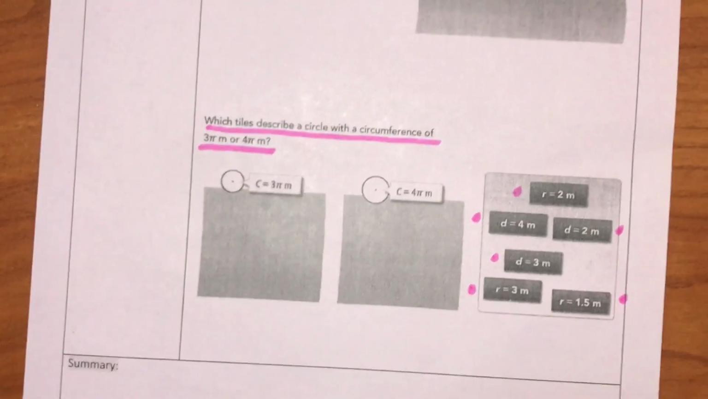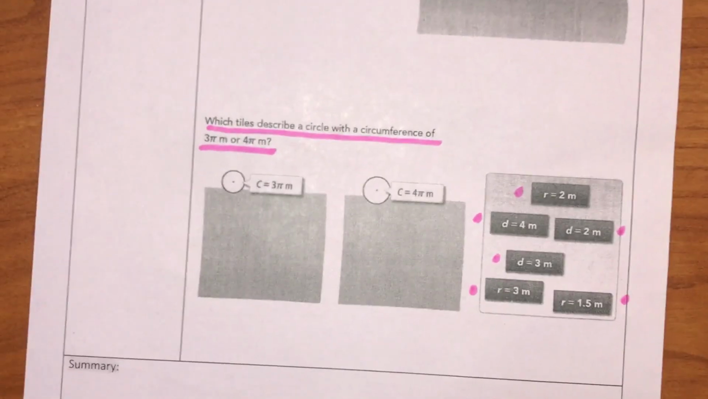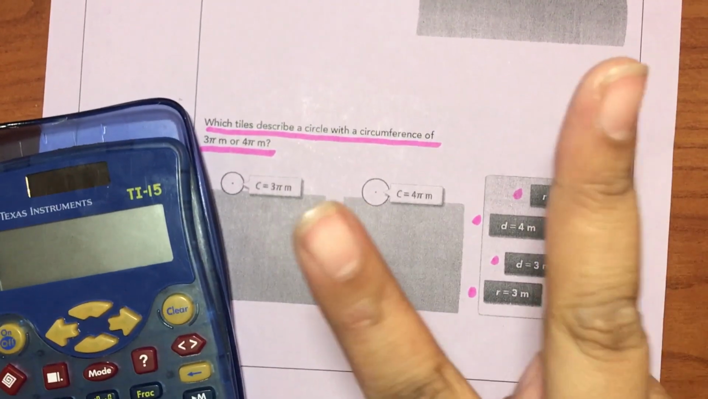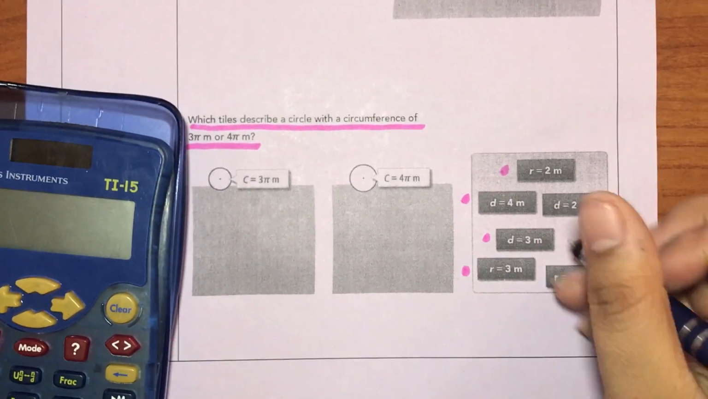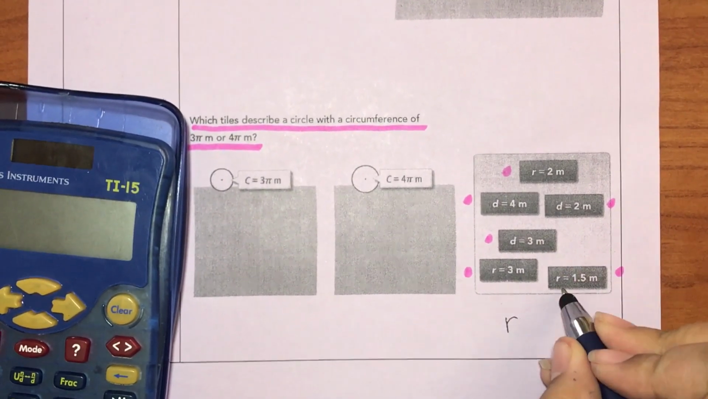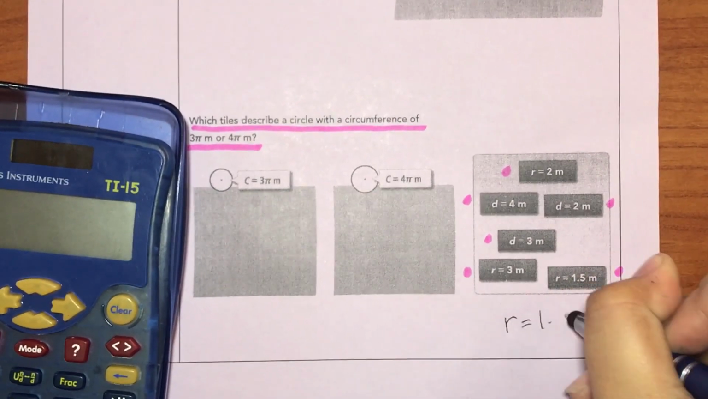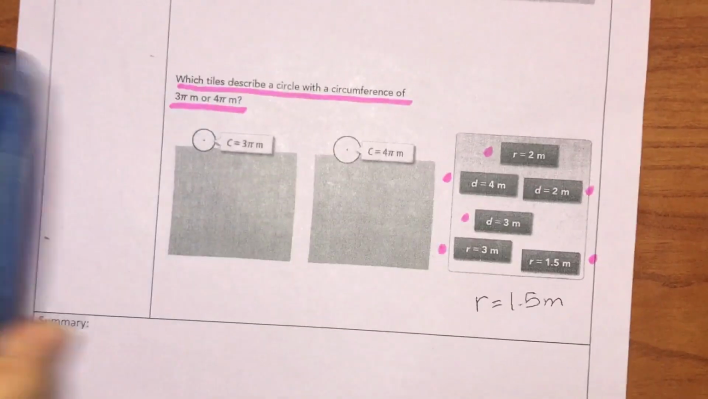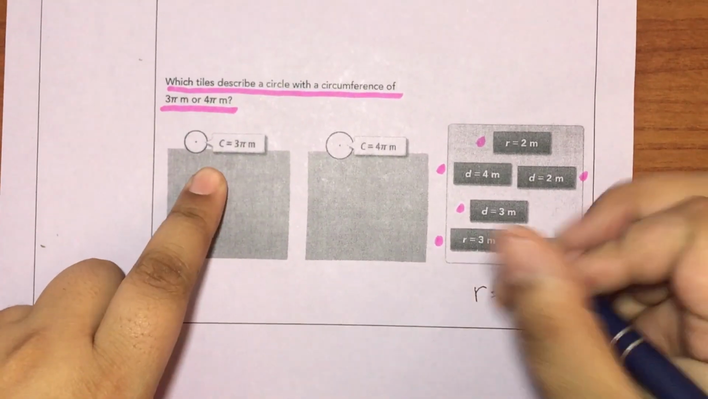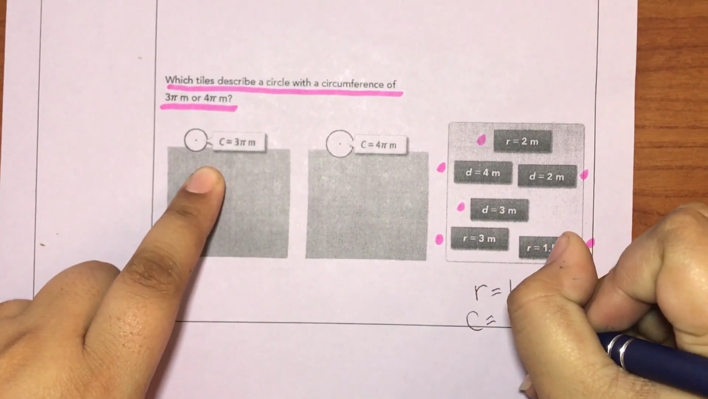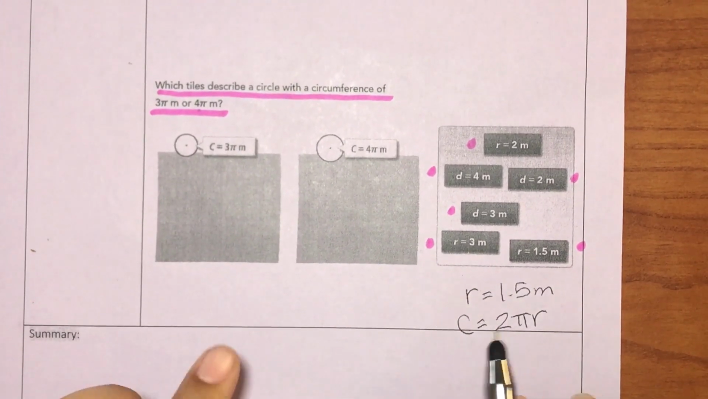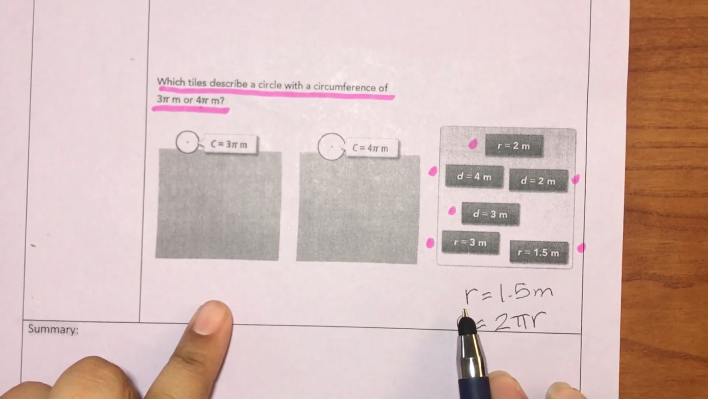You guys can use calculators, and that's what I'm grabbing right now. Here it is. Okay, let's do the quote-unquote hard one, the one with decimals. All right, so I know that my radius, because I'm looking at this one, is equal to 1.5. And I know that the formula for circumference is equal to 2 pi times r. Perfect, because I already know what r is.